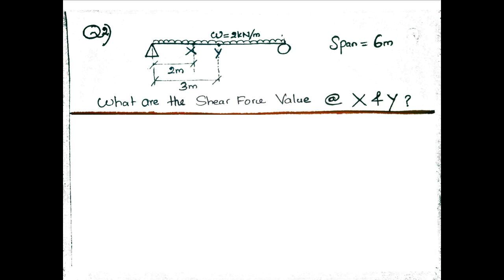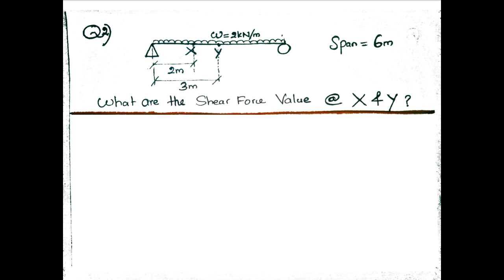This is a simply supported beam with UDL. Omega is equal to 2 kilonewton per meter. Span of the beam is 6 meter. Point X is 2 meter away from the left hand support. Point Y is 3 meter away from the left hand support. Actually Y is the midpoint. Question is, what are the shear force values at X and Y?